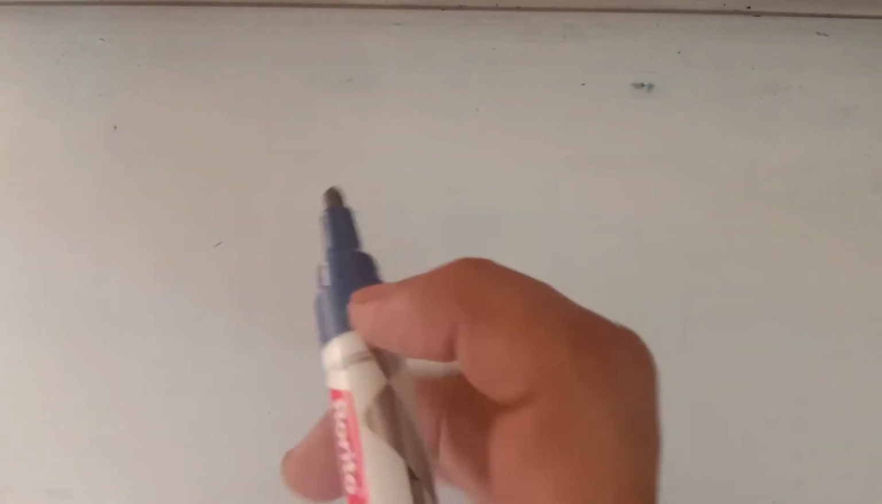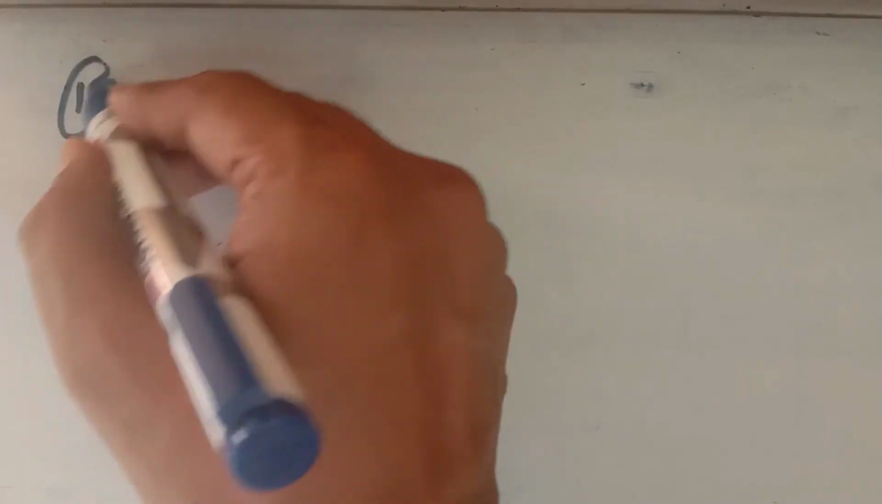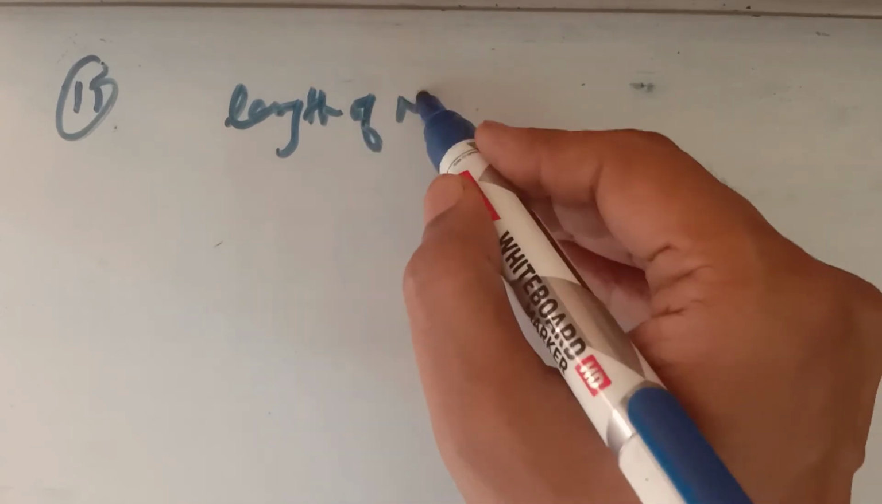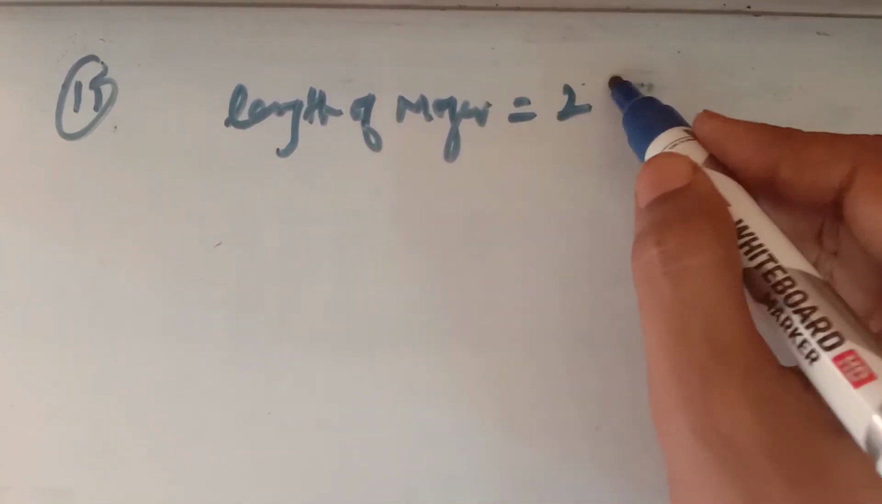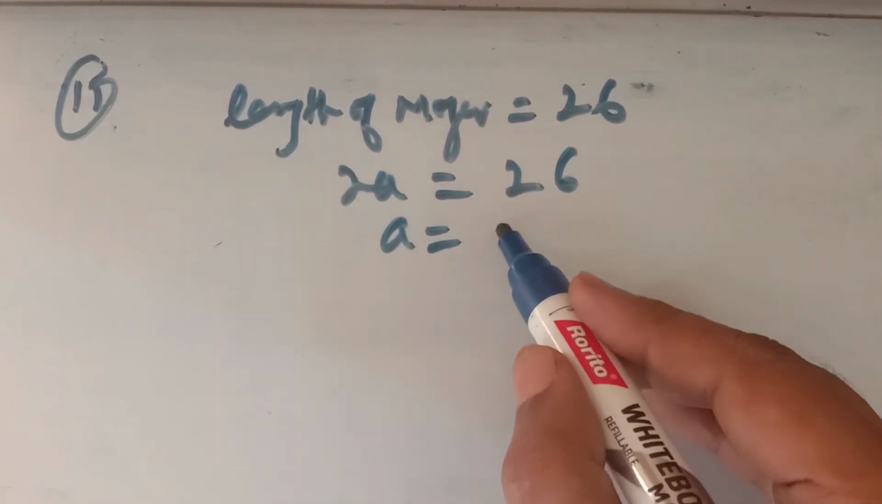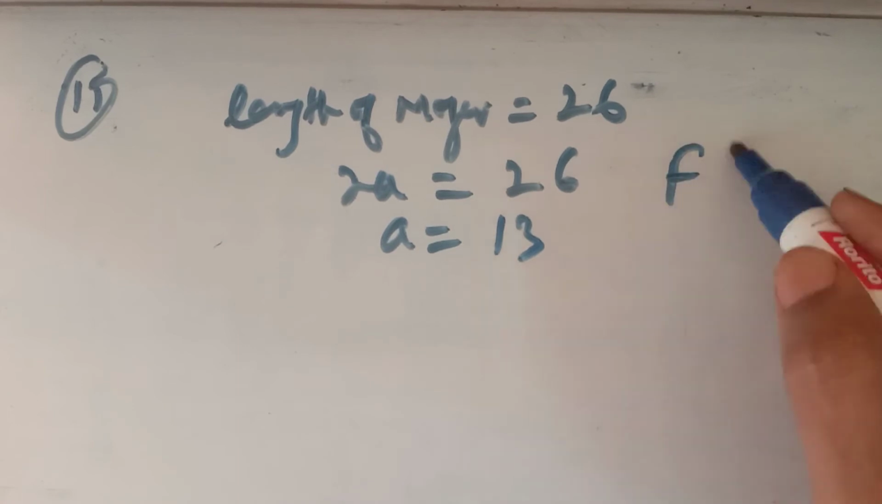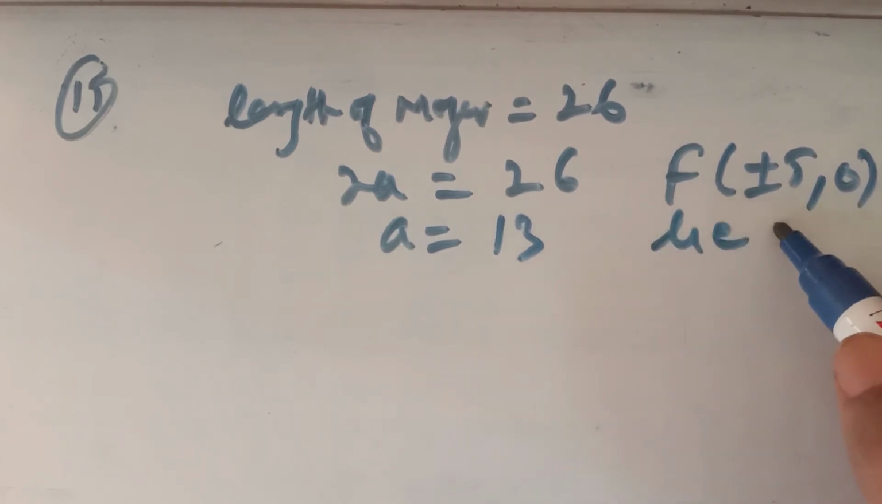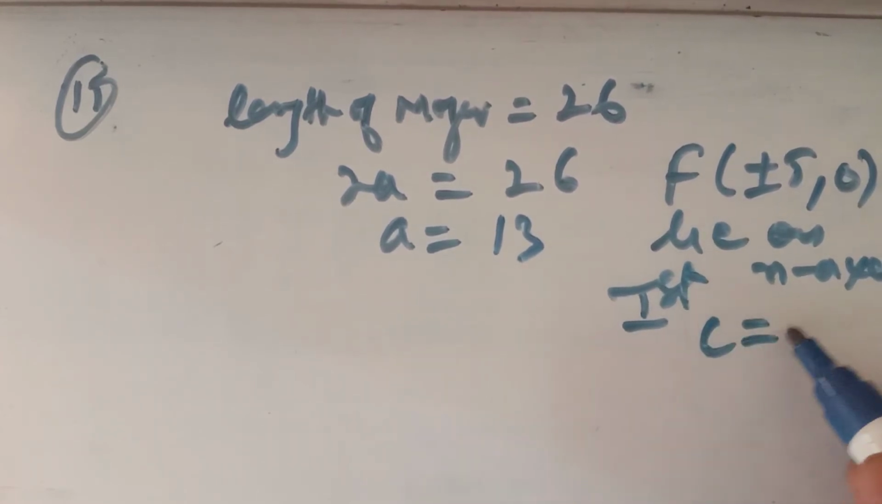Simply you have to find which type the given ellipse is. Now 15, it is given that the length of the major axis is equal to 26, and we know that the length of the major axis is 2a, so a will be equal to 13. And its focus is given as (5, 0). Because its y coordinate is 0, it means the focus lies on the x-axis. It means it is a first type ellipse where c is equal to 5.